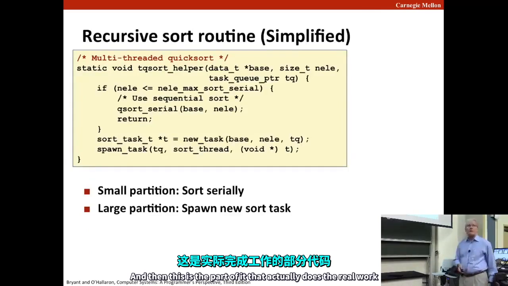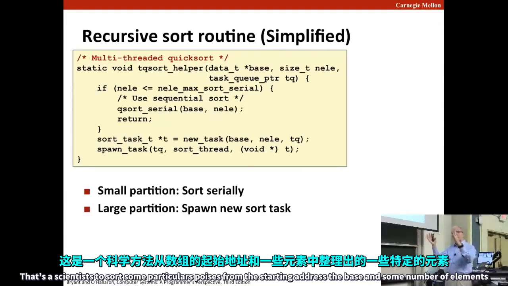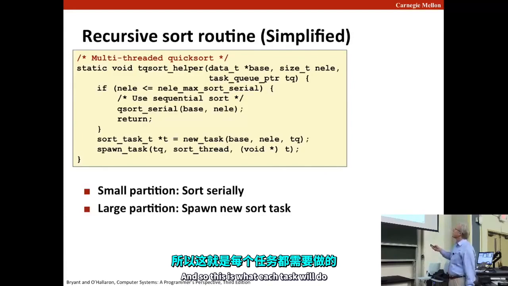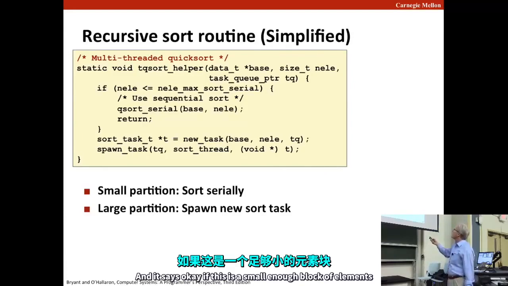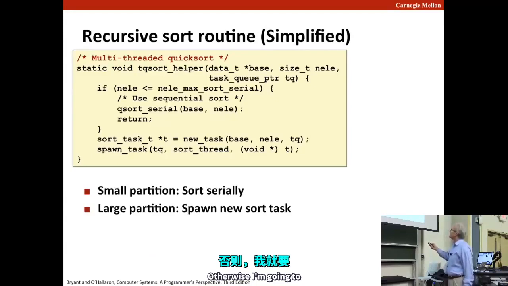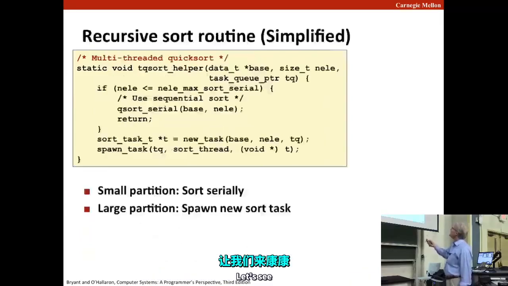And then this is the part of it that actually does the real work. The TQ sort helper is the part that's assigned to sort some particular range of places, from the starting address, the base, and some number of elements. And so this is what each task will do. And it says, okay, if this is a small enough block of elements, I'm just going to call my serial quicksort to do it. Otherwise, oh, it's a little bit messier than this. Okay. Now, otherwise, it's going to spawn a task to do the sorting. Let's see. I was a little mixed up.